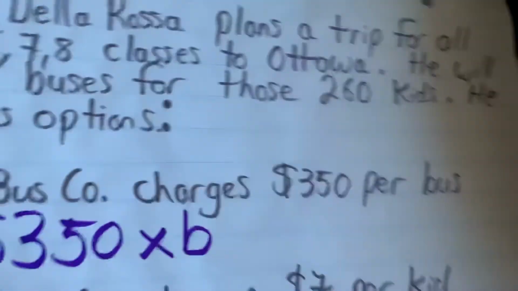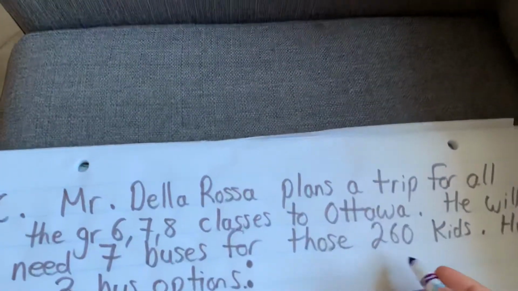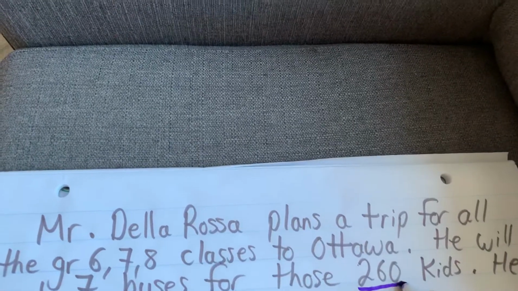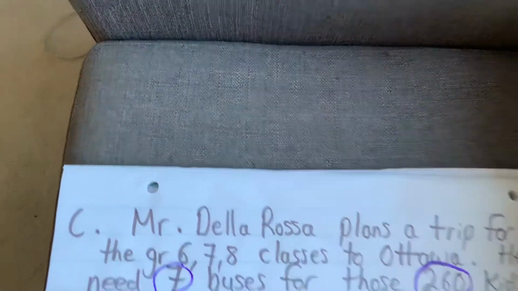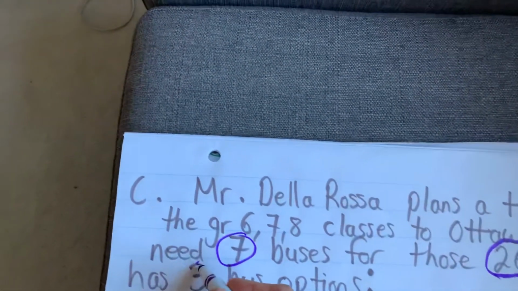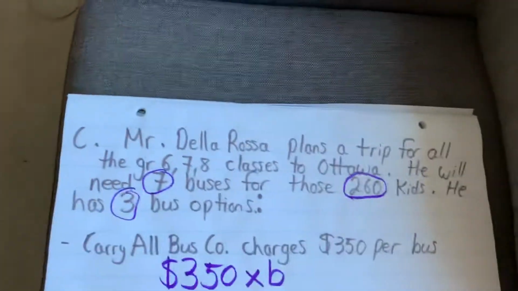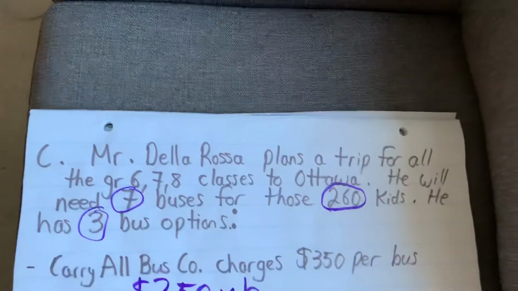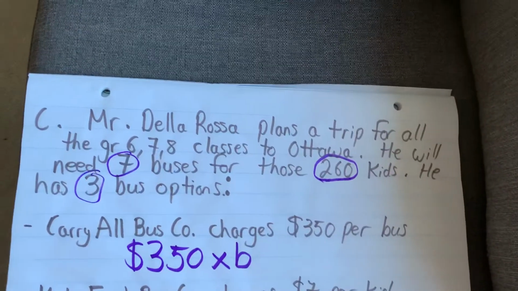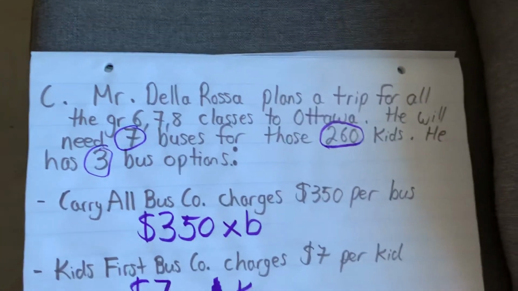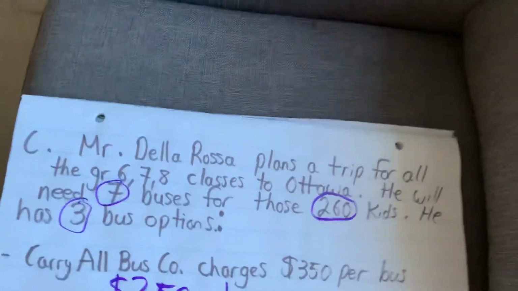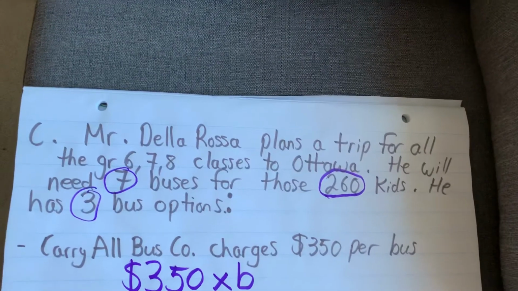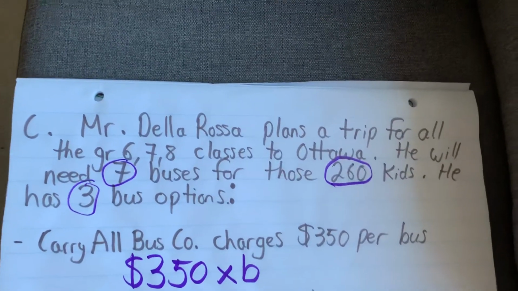So let me grab my marker. I see 260 kids. I see 7 buses. I see 3 bus options. There's also the grades 6, 7, and 8, but in this case here, they're numbers that just describe the classes. There's a grade 6 class, a grade 7 class, and a grade 8 class. So we're not actually going to use them for anything.